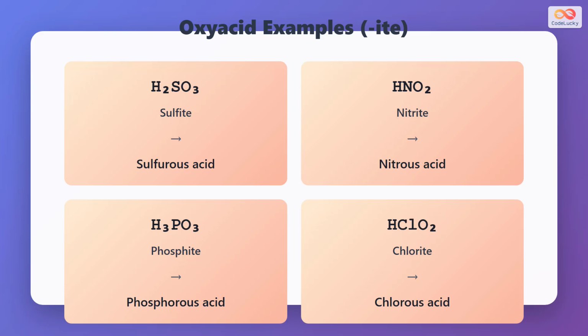Now let's examine examples where the polyatomic ion ends in ite. H2SO3 contains the sulfite ion, so it's named sulfurous acid. HNO2 contains the nitrite ion, so it's named nitrous acid. H3PO3 contains the phosphite ion, so it's named phosphorus acid. And HClO2 contains the chlorite ion, so it's named chlorous acid. In each case, we changed ite to -ose acid.